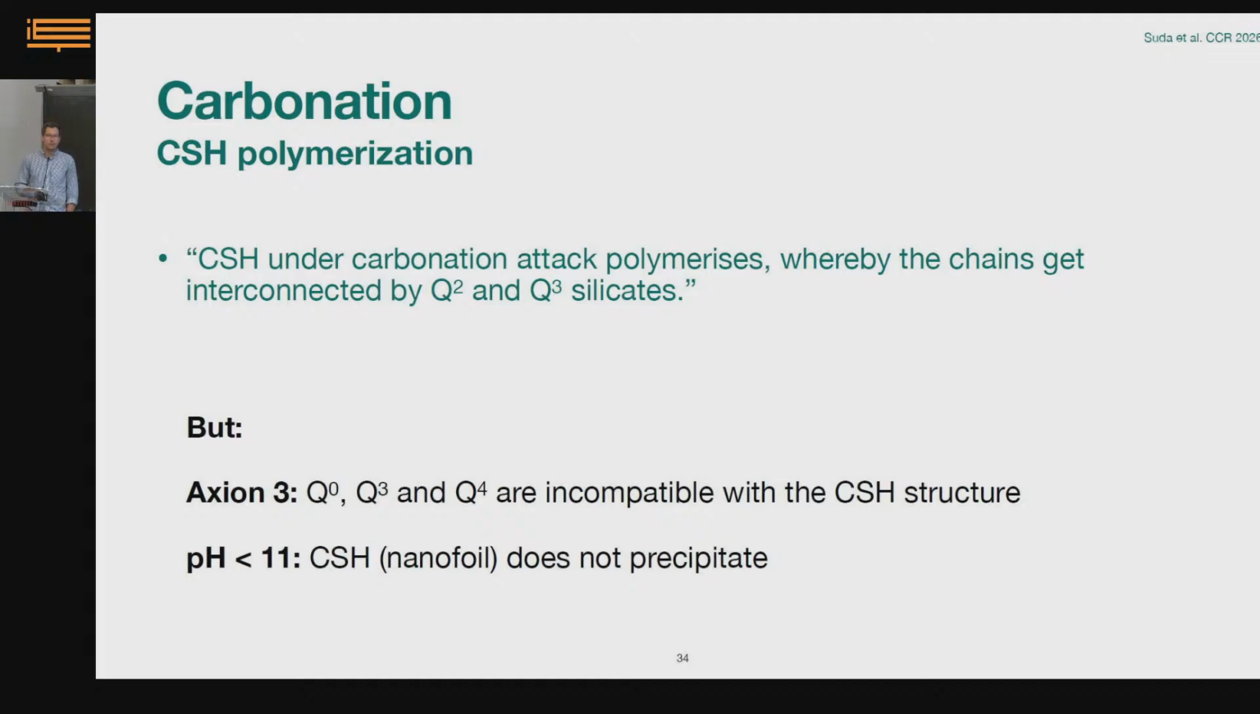Q2s, you could technically have more Q2s, I will say, if you keep growing your CSH longer at lower pHs, but when carbonation happens, you're quickly below a pH of 11, so you don't have conditions to precipitate CSH anymore. So it doesn't make sense that when you see the NMR, you have a decrease in the Q1s, which are the CSH Q1s, and an increase in Q2, Q3, that it's a polymerization of CSH.